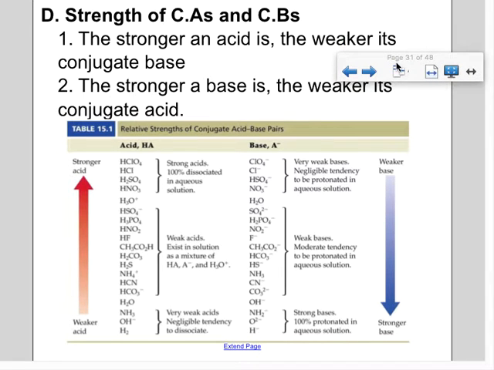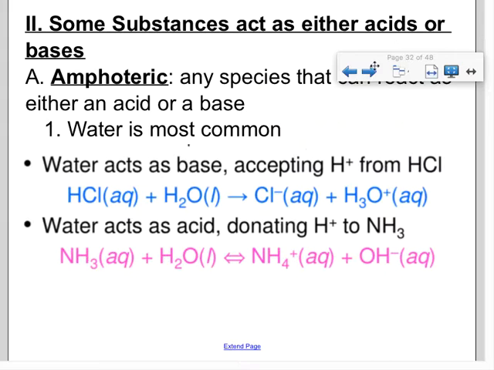Now, strengths of conjugate acids and bases, basically the stronger an acid is, the weaker its conjugate base will be. And the stronger a base is, the weaker its conjugate acid. Pretty self-explanatory. Your book has a table very similar to this one. So just know that the stronger an acid is, the weaker its conjugate base is.